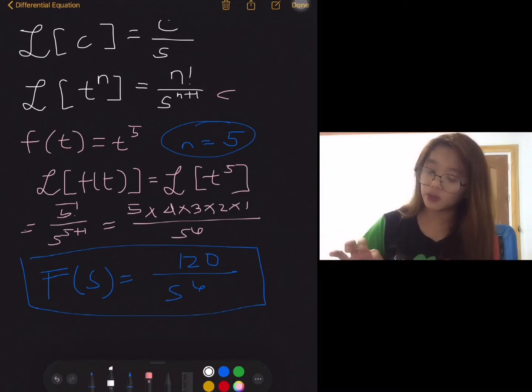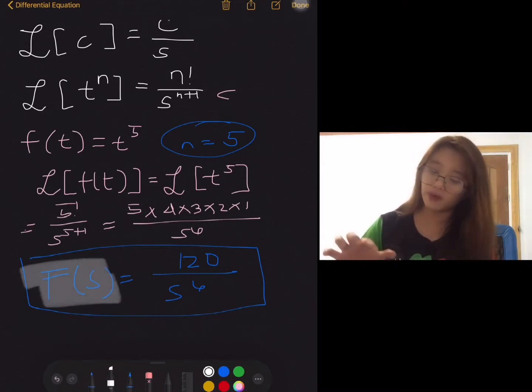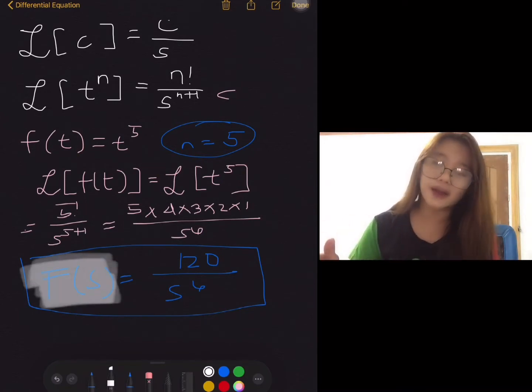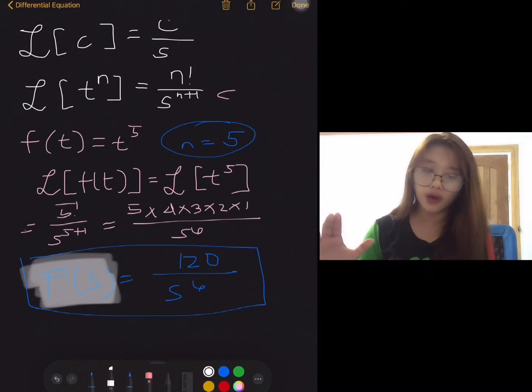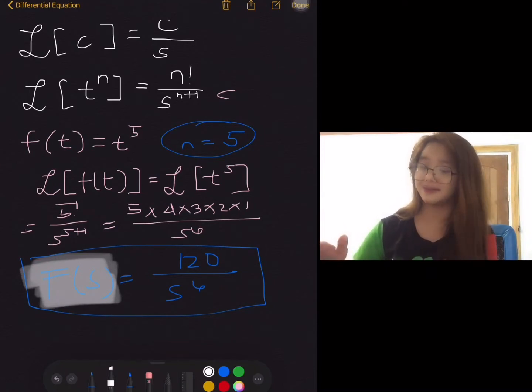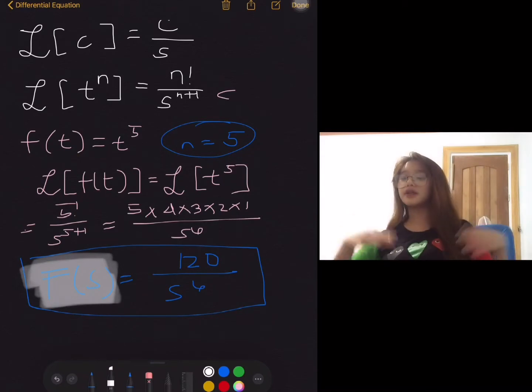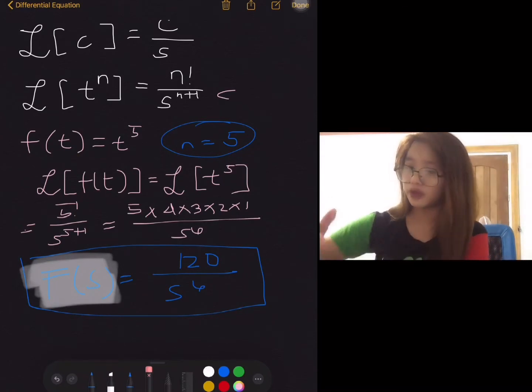So for this one, we used F of s. You may be wondering why. F of s is the Laplace transform of the function f transformed into the s domain, since we used the variable s here on the right side. Okay, let's have another example.